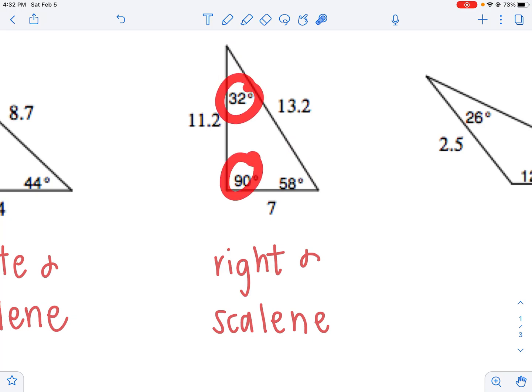Ask yourself, what's the smallest of these three angles? 32. What's the smallest side? 7. That's actually called hinge theorem, which we'll get into later, but just know that the smallest angle and the smallest side are opposites, which is why 90 and your hypotenuse are across from each other. It's why the hypotenuse is always the biggest side.